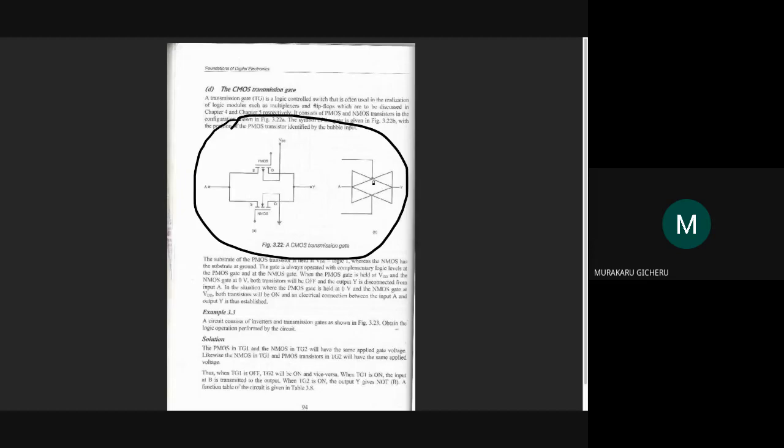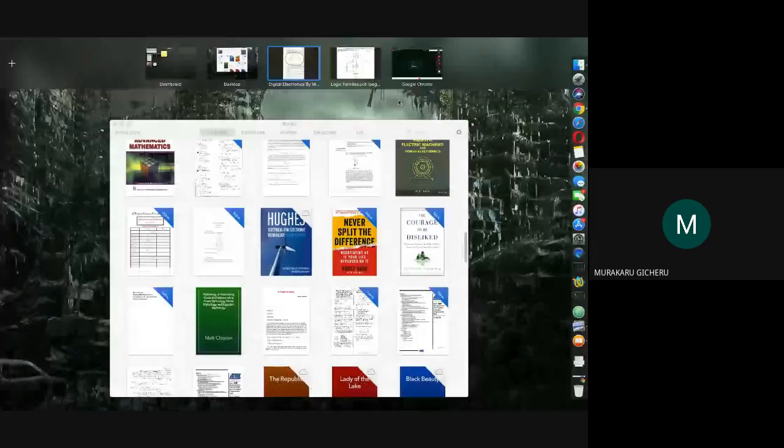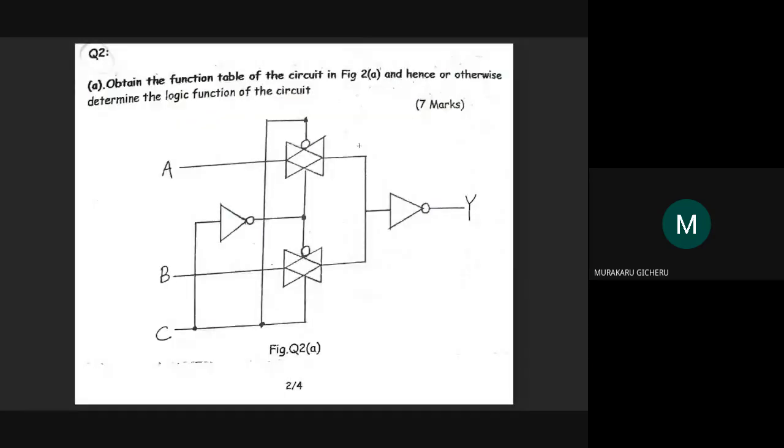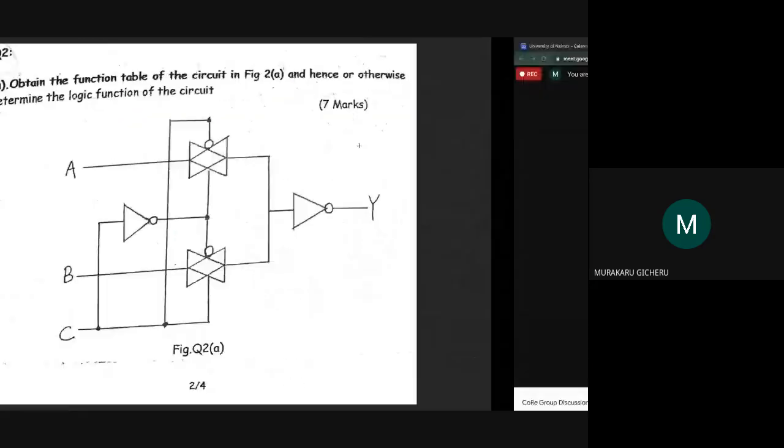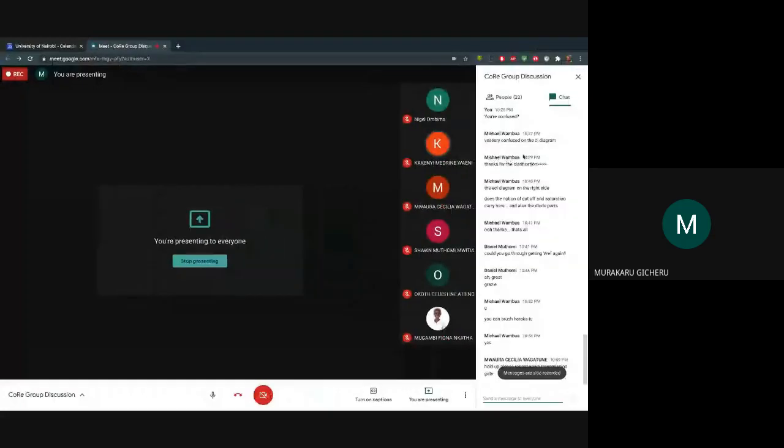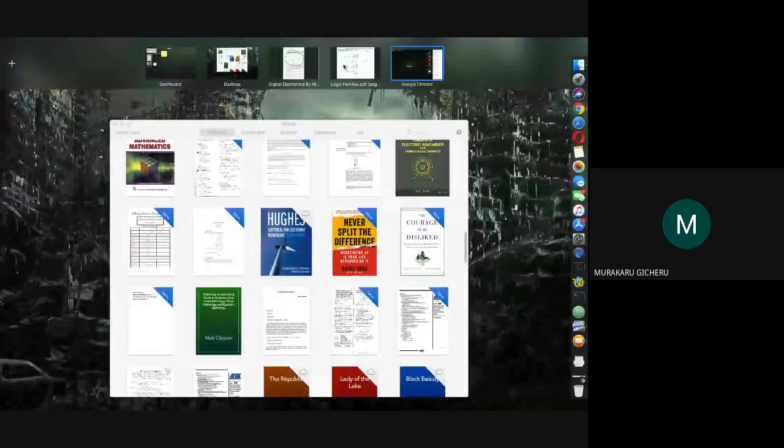Okay, so now, this is just the explanation of those terrifying triangles. Is that a question? Hold up, please repeat again. Transmission gate. Okay.